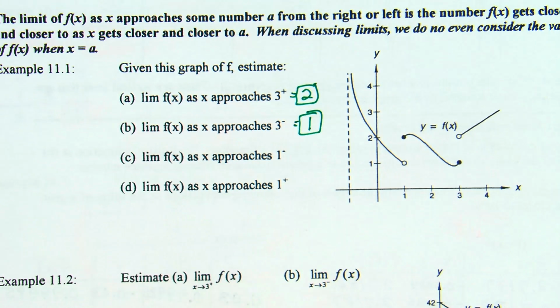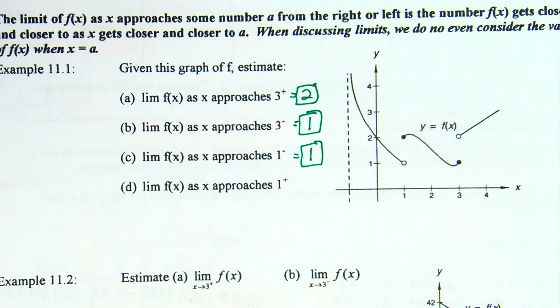Limit of f of x as x approaches 1 positively. Okay, we're following this graph to the right here, and it approaches 2. As x approaches, that's an x value. Your answer is always a y value. Okay? Good. Continuing along unless you have questions. Stop me if I need to explain something better.